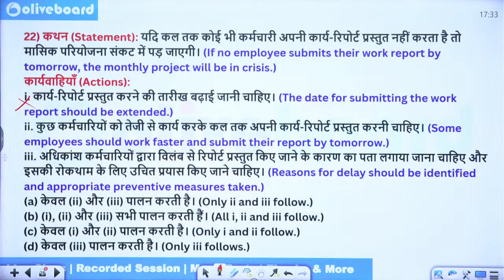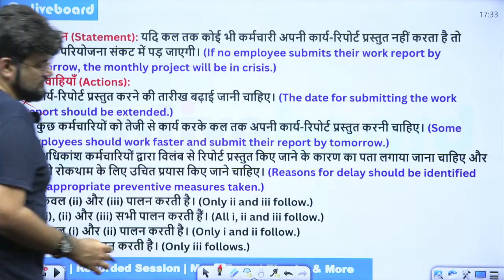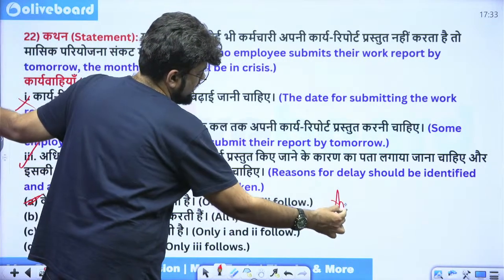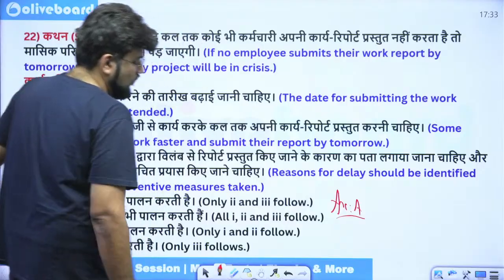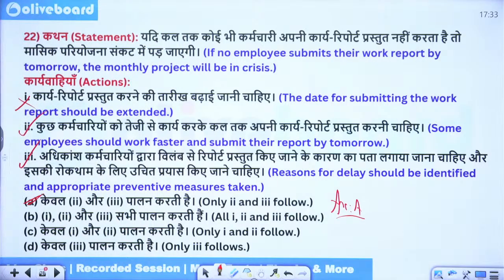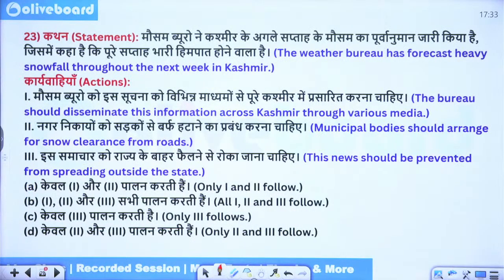Some employees should work fast and submit their report by tomorrow. Yeah, I think that's a valid thing. Reasons for delay should be identified and appropriate preventive measures should be taken. It's also right. So only 2 and 3. Option A is the correct answer, because you need to identify what is incorrect here and what can be corrected for the future course of action, right? Easy one.